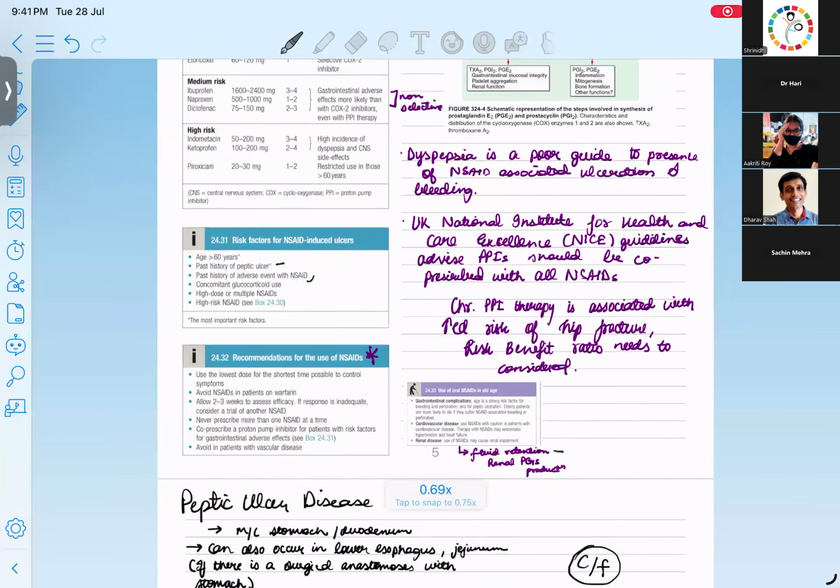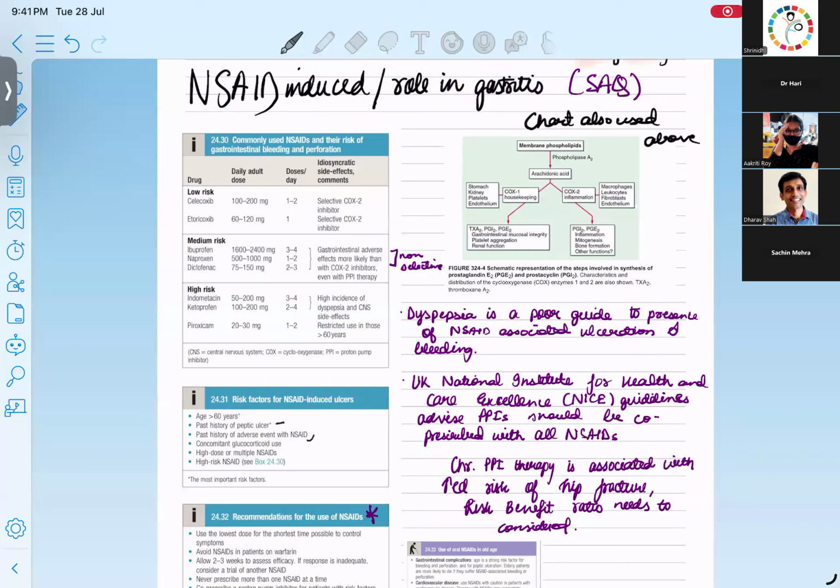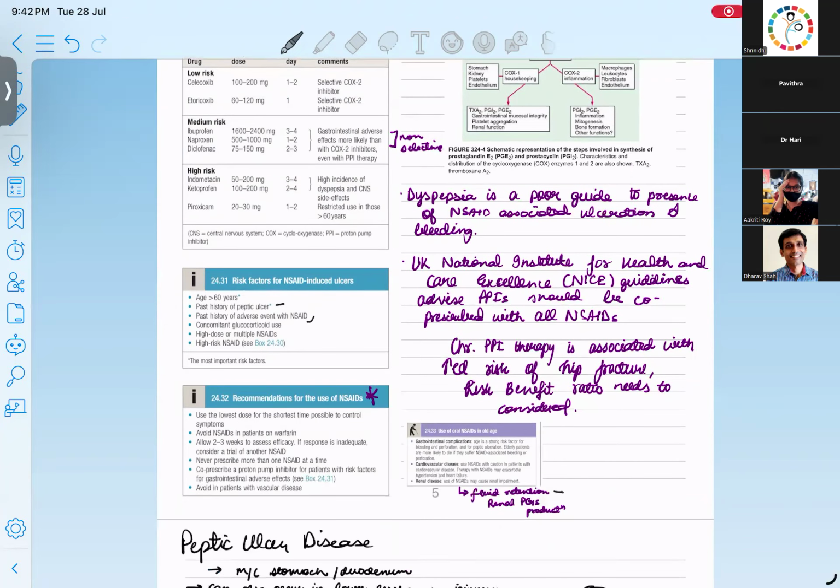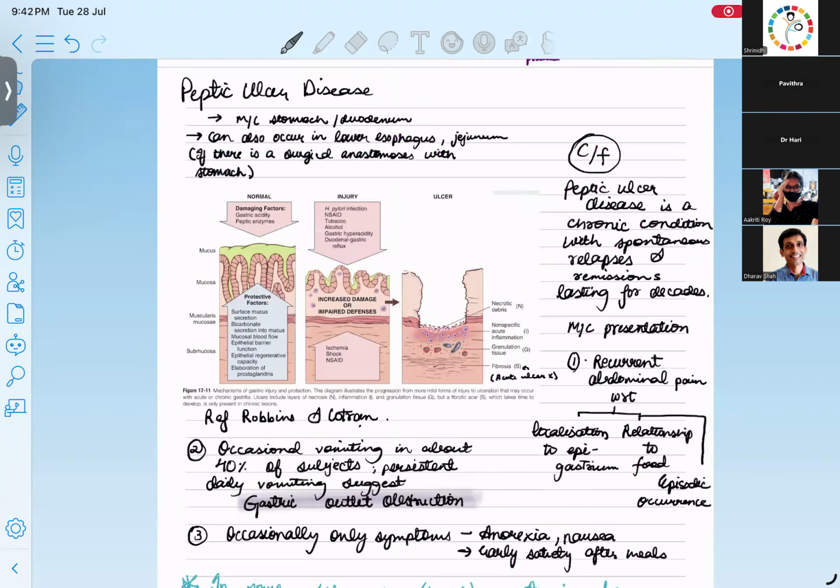So I have described NSAIDs here because this can come as a short note. Already NSAIDs is a very important topic in understanding the clinics also. Now we start with peptic ulcer disease. So after a brief description of gastritis, peptic ulcer disease occurs most commonly in the stomach and duodenum. It can also occur in the lower esophagus, the jejunum if there is a surgical anastomosis with the stomach, and even in the ileum, but in very rare cases.